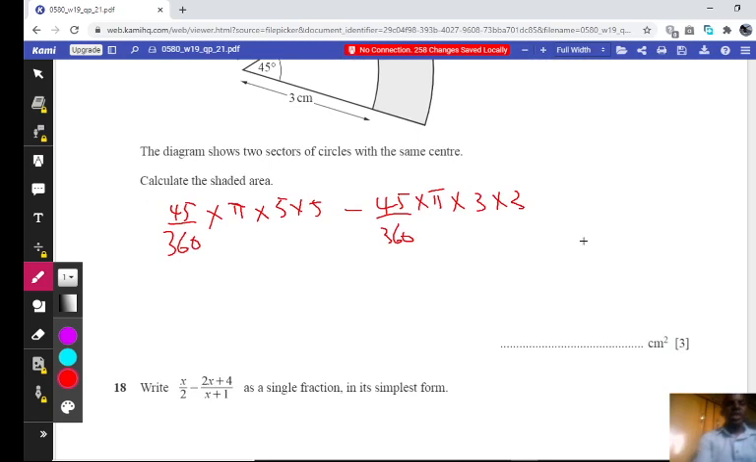Right. We can say here, 45 over 360 times pi is the same on both sides. Alright, let me just simplify it. 45 over 360, what do you get? You get 1 over 8. Then this one will be 25 pi over 8, minus, on this side, 9 pi over 8.